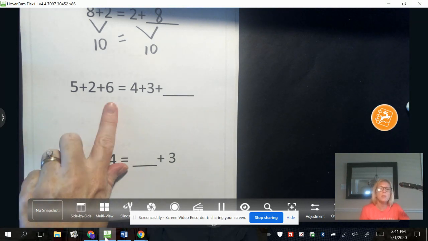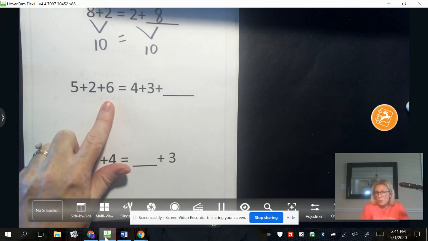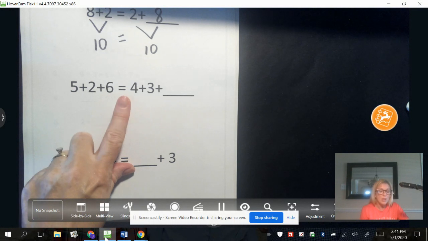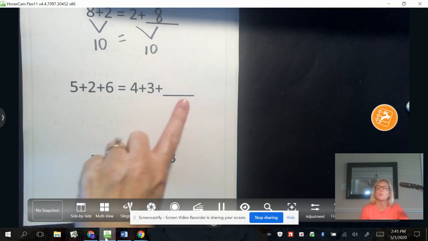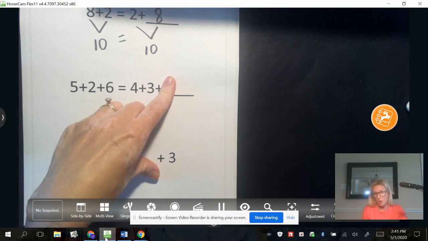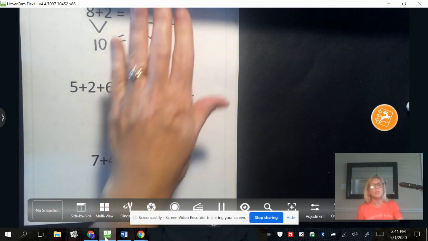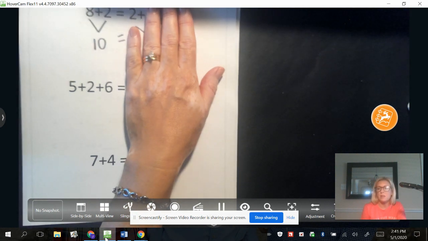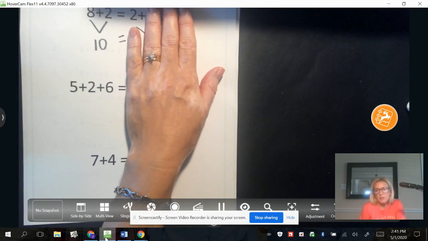We have 5 plus 2 plus 6. Sounds like a lot, but it's really not. Once I show you, equals 4 plus 3 equals blank. So the objective here is to find this missing part. Okay, so what we're going to do first is ignore this side right here that has the missing part. We can't solve anything that's missing, but we can solve what we do have.